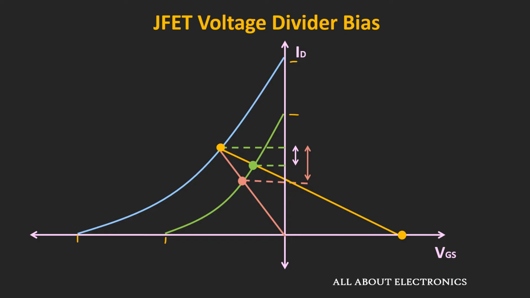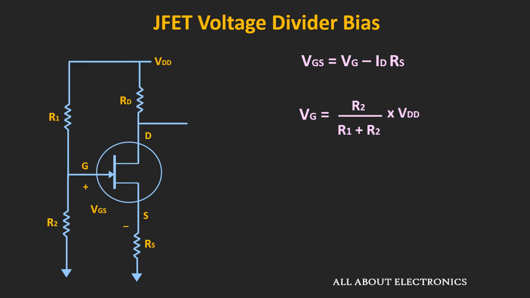Now most of the time, the transfer curve of the JFET is not known to us. So in that case, using the Shockley's equation and solving the quadratic equation, it is possible to find the operating point. So let us see that. Now as we have seen, the voltage VGS can be given as Vg minus ID times Rs, where this Vg is equal to R2 divided by R1 plus R2 times VDD. Now by putting the value of this VGS in this Shockley's equation and solving this quadratic equation, we can find the value of the drain current.